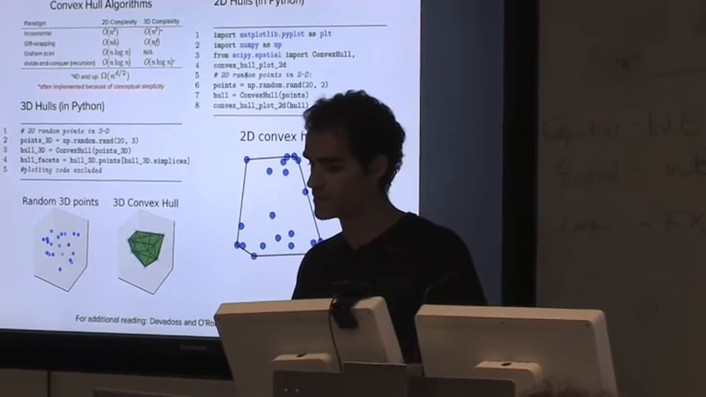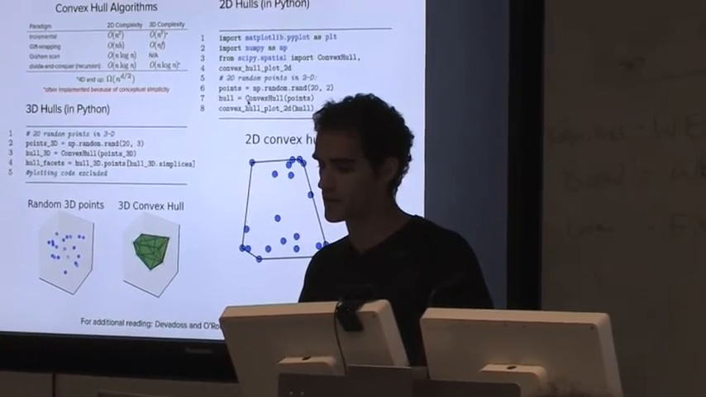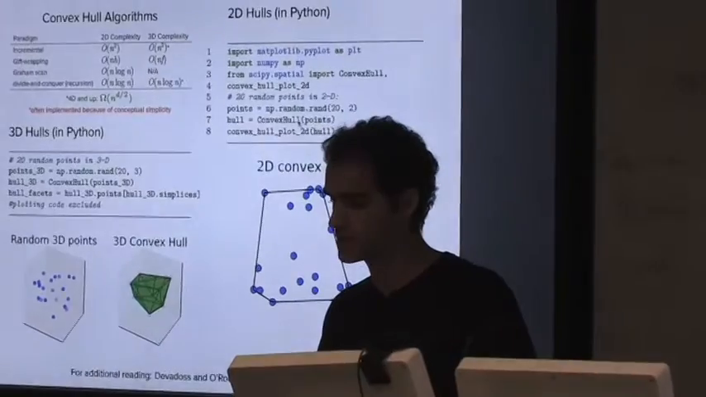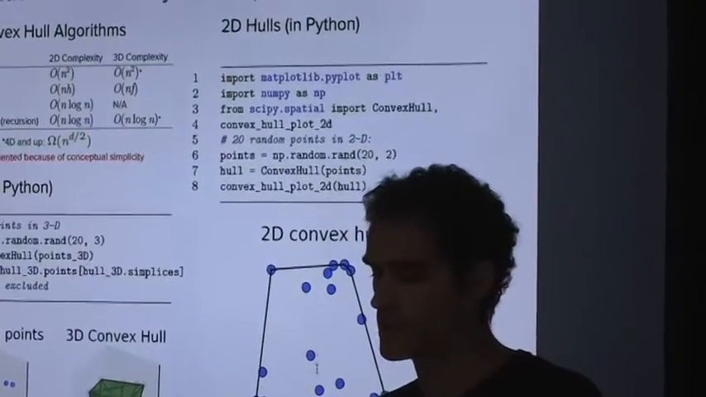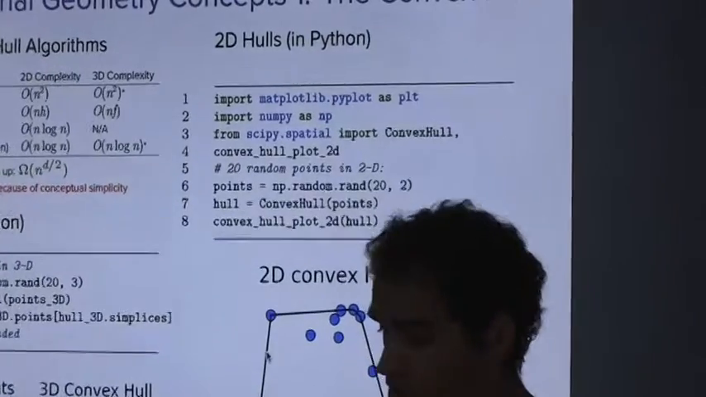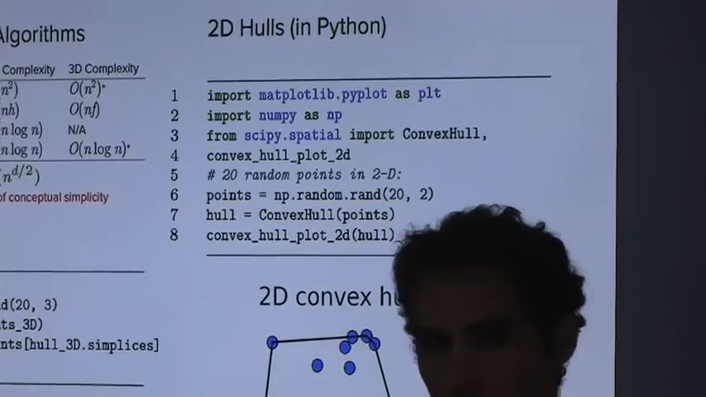scipy.spatial.ConvexHull. And there's also a convenience plotting function, so you just take the hull object that you got by calling the SciPy convex hull on your original data points, then just plot it in 2D. You don't even have to write the plotting code, and you get a nice plot out of that. So that's quite convenient. 3D hulls, it's the same sort of concept.